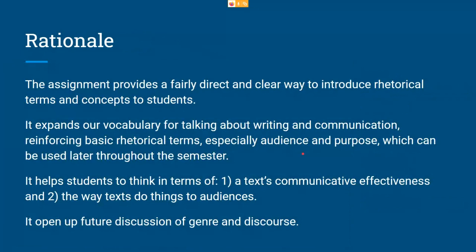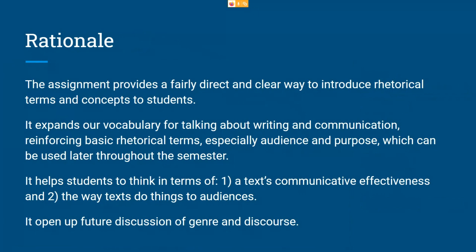So I do think it's very important, and Chris said something similar in his portion, to talk about rationale, both among ourselves and with our students. And so there are a couple of reasons why I think this is a useful and valuable assignment. So number one, it provides a fairly clear and direct way to introduce and apply rhetorical terms and concepts.